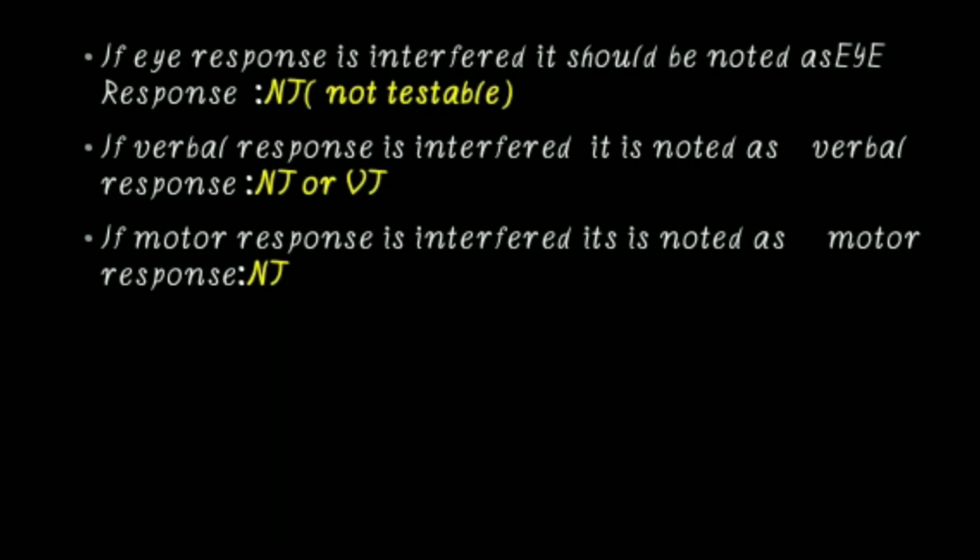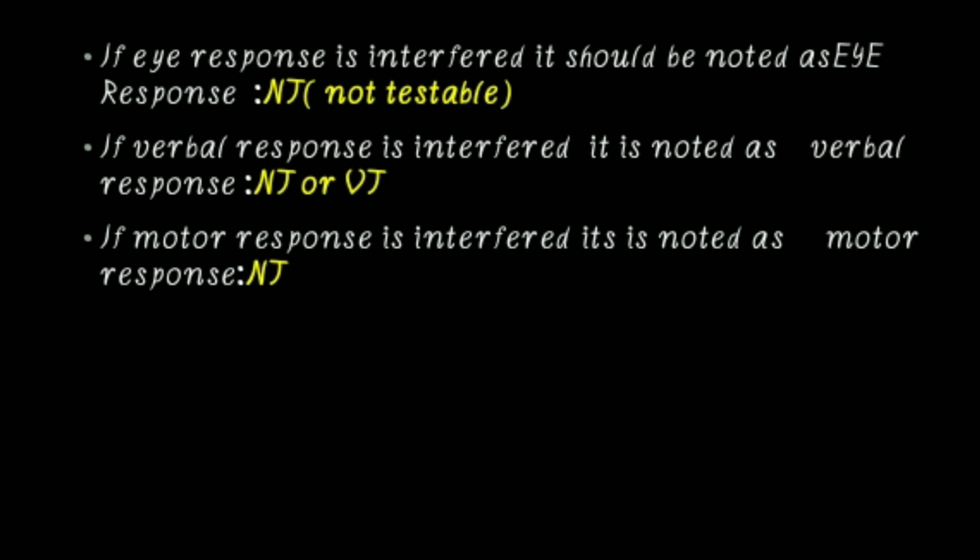One of the important things we need to keep in mind before doing a GCS assessment score is we need to make sure that the patient is not having any hearing impairment, or is not under sedation, or is not having any paralysis. We need to keep all these things in mind before doing a GCS assessment.